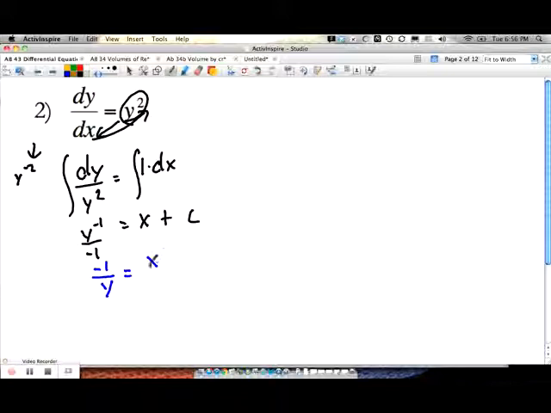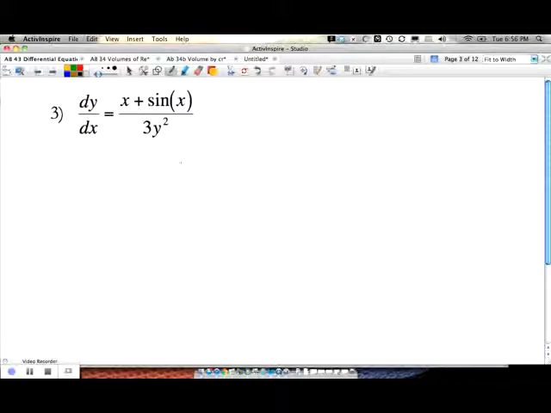And that's going to be equal to x plus c over 1. Now notice again that I have a proportion set up and I can multiply across, move things from denominator to numerator and so on. So I'm going to take this y and move it up here, and this x plus c and move it down there. That's going to give me negative 1 over x plus c equals y. Hey, I have y equals some function of x. I'm done. Let's move on.